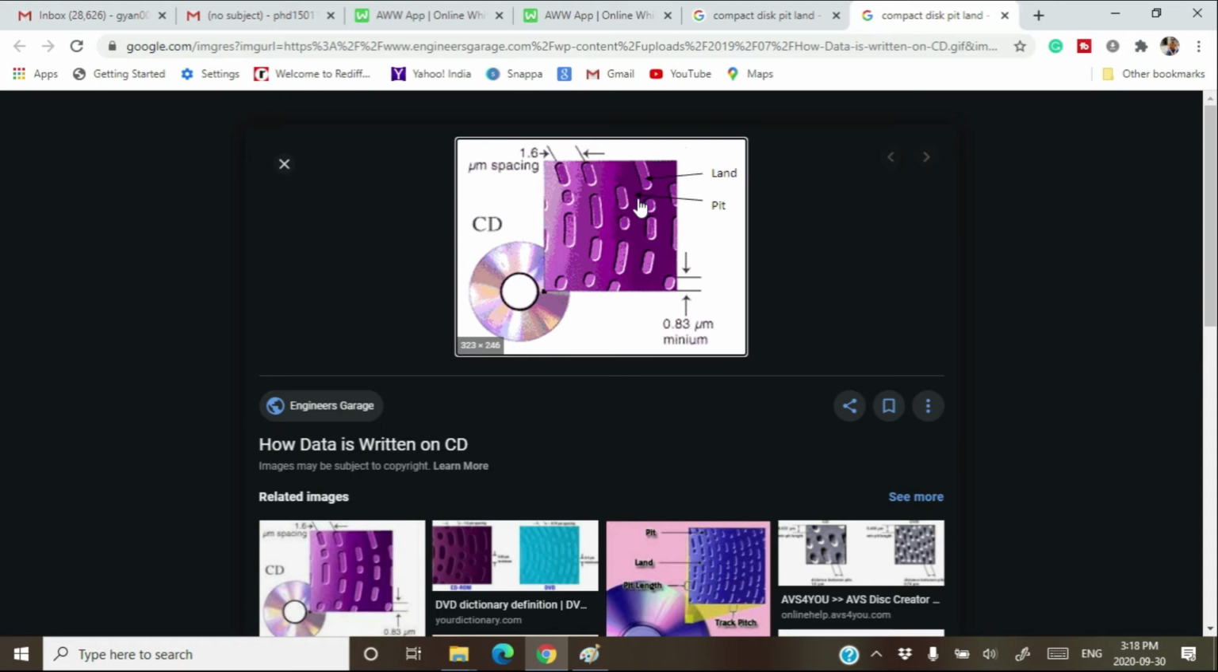If you have a very fine, very thin laser beam, then you can accommodate more pits and lands on the same disk size, and that's how, if you have more pits and lands, you will be able to store more data on a disk of the same radius. Hopefully you are getting my points. Suppose I have pits and lands very close to each other. Then my laser beam also should be very thin to distinguish between pits and lands. That's what I am talking about.